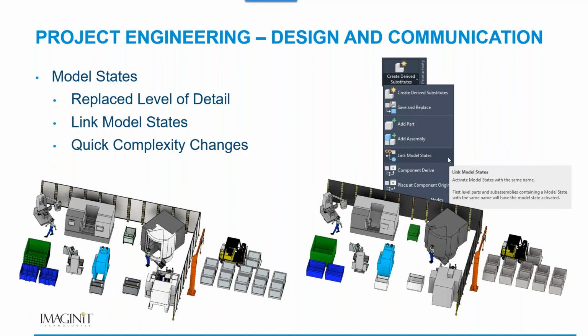So I can create a model state where I can simplify this down. And if you know anything about level of detail in the past, some of those things still carry into model states. So you can actually link the model states of your subcomponents to a master model state. So you can very quickly change back and forth between simplified design and every piece of detail being shown.